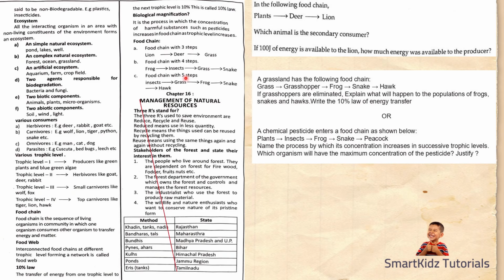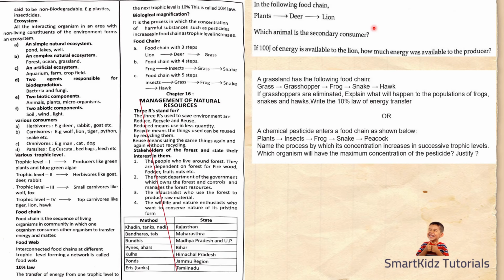So if we look at the question over here, it says in the following food chain, plant, deer, and lion. Which animal is the secondary consumer? So which one is the primary consumer? Plant is not a consumer; it's a producer. So consumer will be deer, which feeds on plant, but that becomes a primary consumer. So the secondary consumer will be lion, which feeds on another consumer, that is deer. Okay, so that is a secondary.